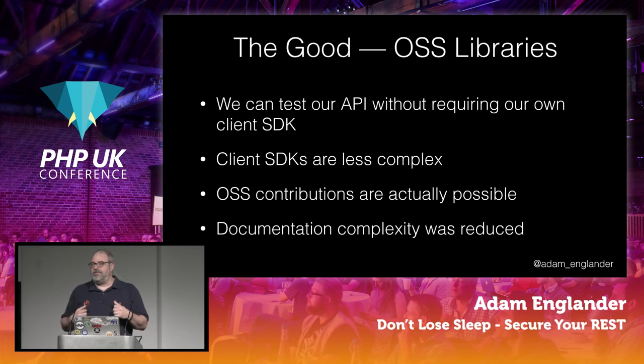The other good thing that I'm super excited about: OSS libraries. I can now test my API, full integration test, without having to use my client SDK. It was so hard to write all of the code to do the signature creation and verification, validation, encryption, all that type of stuff. The only way that we could test our own systems was using our own SDK. So if we introduced a bug in our SDK, our test would fail, or not, which was actually worse.